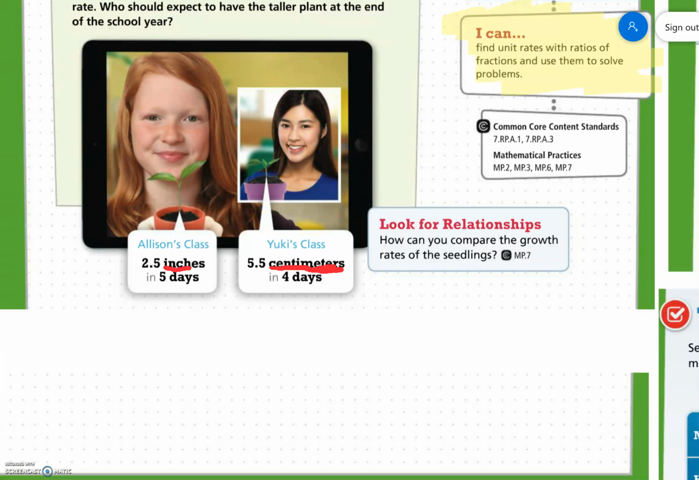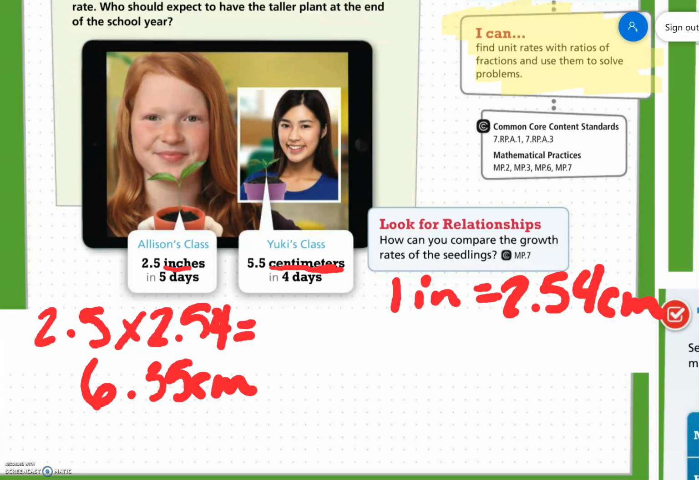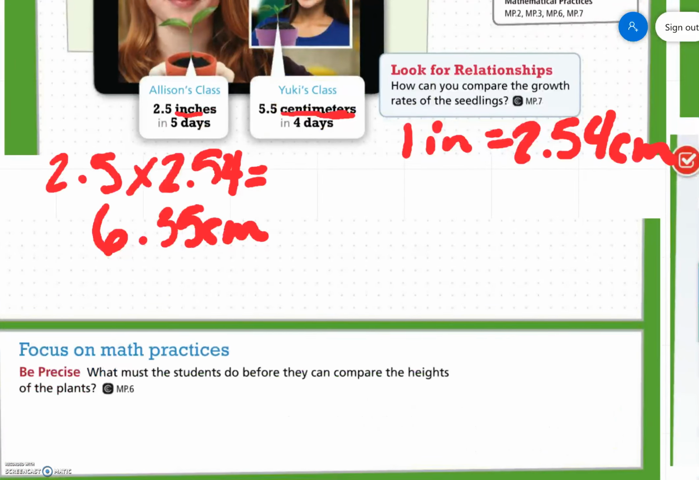So let me look up the conversion rate. One inch is equal to 2.54 centimeters. So if we have 2.5 inches, we can multiply that by 2.54 to give us 6.35 centimeters in 5 days. Pause the video and I want you to find out whose plant will be taller at the end of the school year.